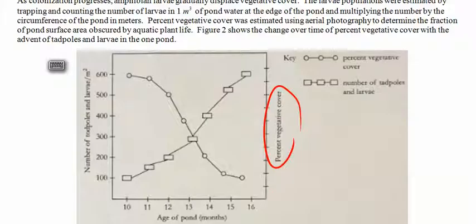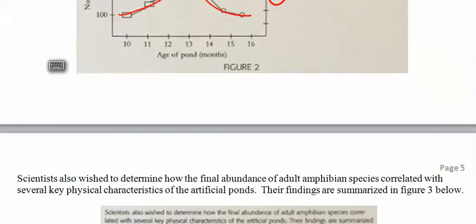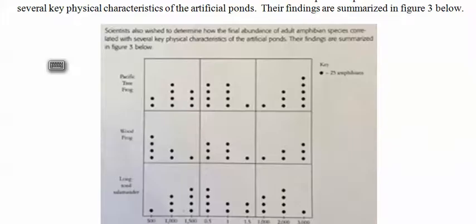Age of pond as it gets older. Yeah, this is the vegetative cover. Got to go read the key like I told you. So it starts up really high. It didn't even give you a number. And then it starts dropping off as the number of tadpoles starts picking up. So they're obviously eating the vegetative cover. Here's some more data for this.